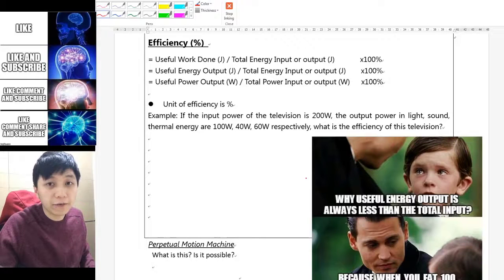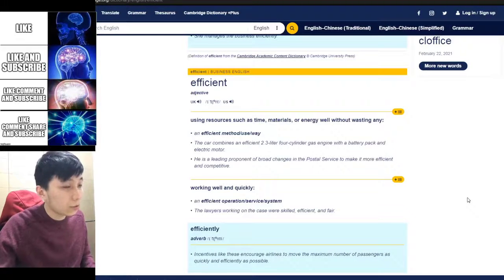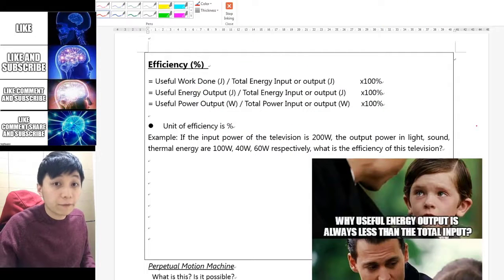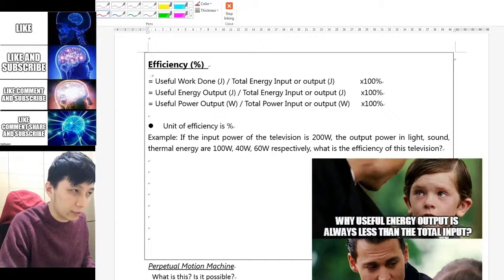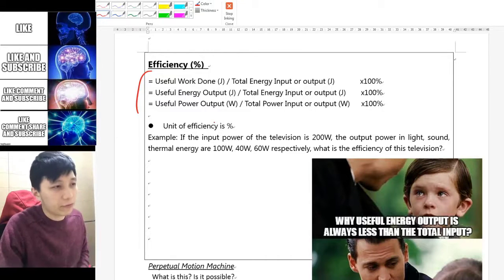Hi, let's talk about efficiency. According to the dictionary, the word efficient means using resources such as time, material, or energy well without wasting any. So that's why the definition of efficiency in physics will be described using this equation. Any one of these will be fine.